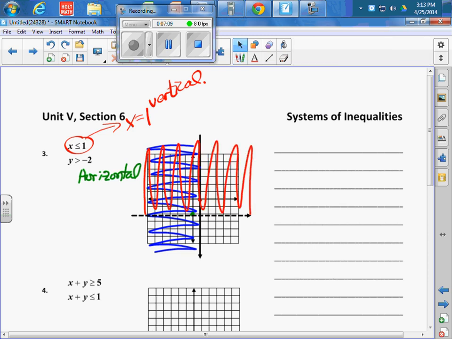And again, if you'll notice, out here there's no shading. Here it's only blue. Here it's only red. Where is it red and blue? Up in the left-hand corner here. So that's our answer there.